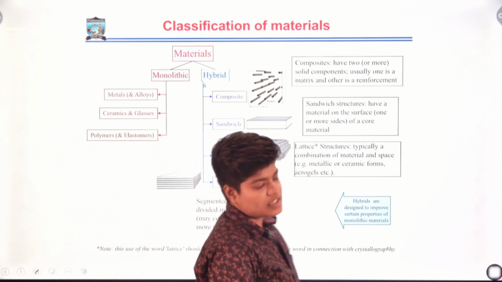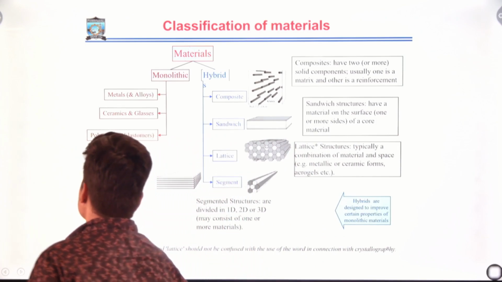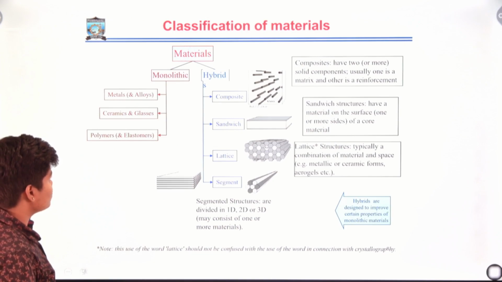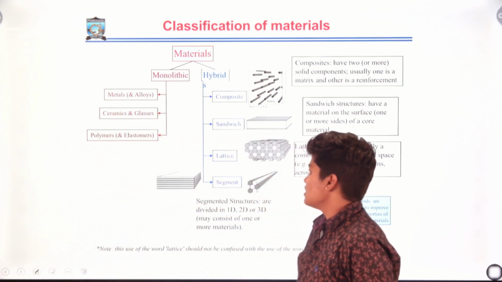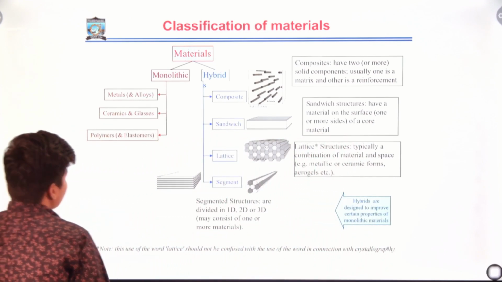Next, classification of materials. First, the materials are classified into monolithic and hybrid. What is monolithic? Monolithic is divided into three categories: metals, composites like ceramics or glasses, and polymers. Now the hybrids.